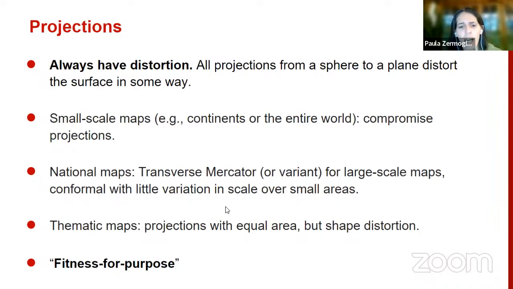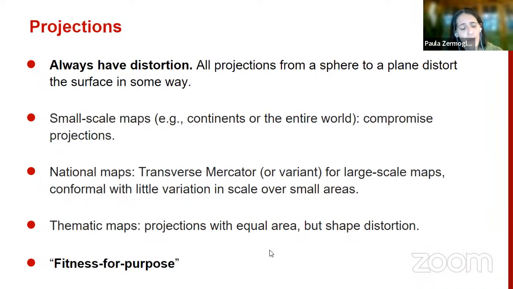For national maps, it is common that we use transverse Mercator or some variant of it, that are conformal, that is, they keep the shape, and they have little variation in scale when we're looking at small areas. When we look at thematic maps, we usually have projections that keep the area but have some shape distortion. I'm sure you have seen some national park map or those kinds of resources that keep the area, the square kilometers, but it's not exactly a square, it's not exactly a triangle, the shape that we're seeing here, so they have shape distortions.